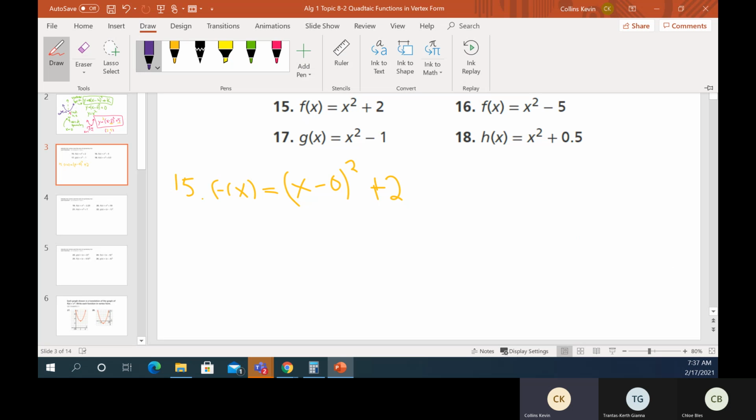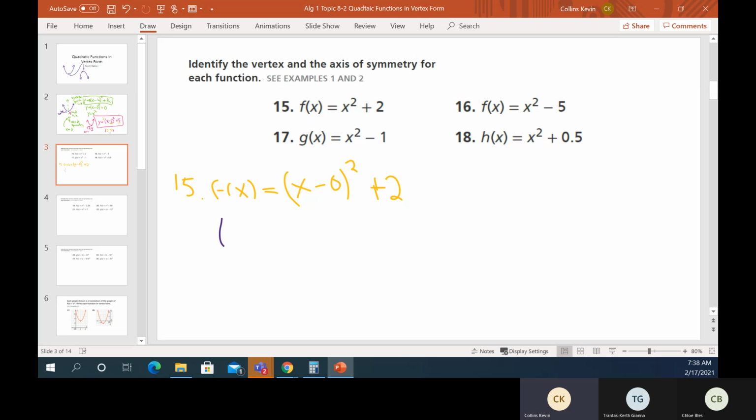It's vertex form, right? So we switch the sign on the first number. Well, minus 0 is plus 0. It's still 0, right? So it's going to be 0, and then the other number is just going to be 2. Okay, so that's the vertex. The axis of symmetry is easy. The axis of symmetry is always x equals the first number. So your axis of symmetry is x equals 0. That's it. Easy peasy.